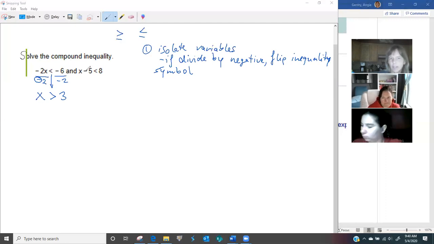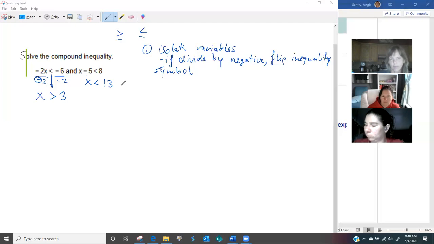And then on the other one, you are getting rid of the 5. You are not dividing by negative, so nothing's going to happen to your symbol. You're simply adding 5, so x is less than 8 plus 5. Yes? x is less than 13.